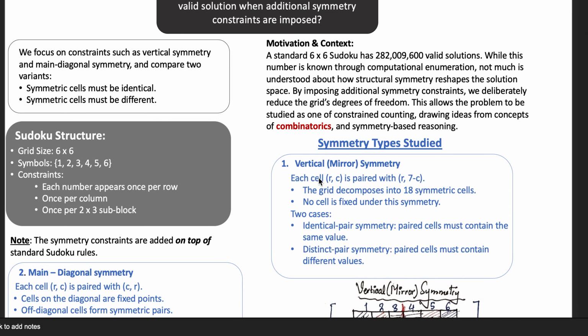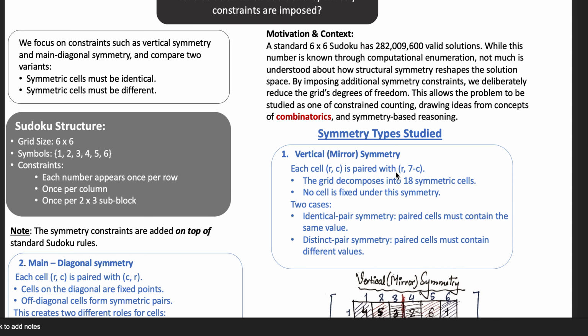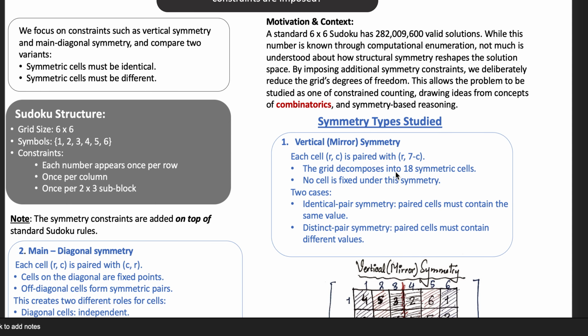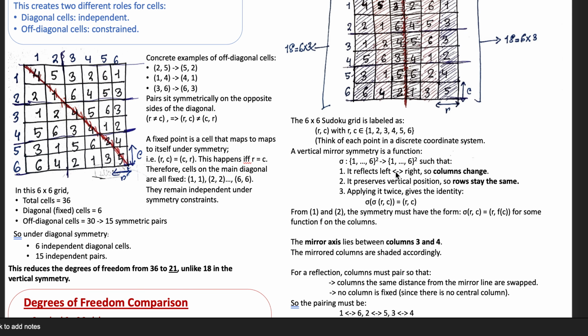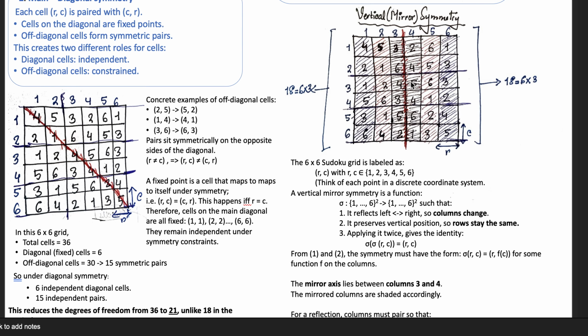The first symmetry I studied is the vertical mirror symmetry, and before I get into the nitty gritty of it, I'd like to explain the math behind it. I'm going to scroll down to get to the math. I labeled the columns of the grid from 1 to 6. The row and the column of a particular cell are denoted as R and C. The vertical mirror symmetry is between columns 3 and 4, since this grid has an even number of columns.